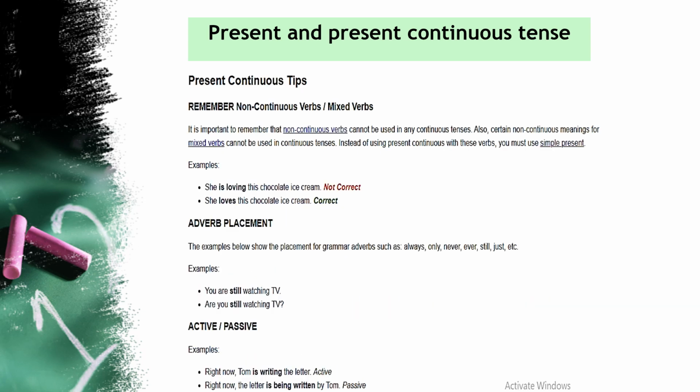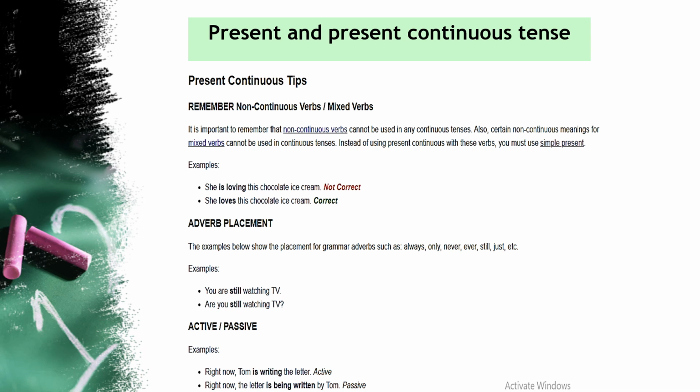Okay. Now, present. Not "she is loving." Sometimes you use verbs that do not take the continuous, like "she is loving the chocolate ice cream." That is very wrong, or it's not correct. It should be "she loves this chocolate ice cream." That would be the correct form.